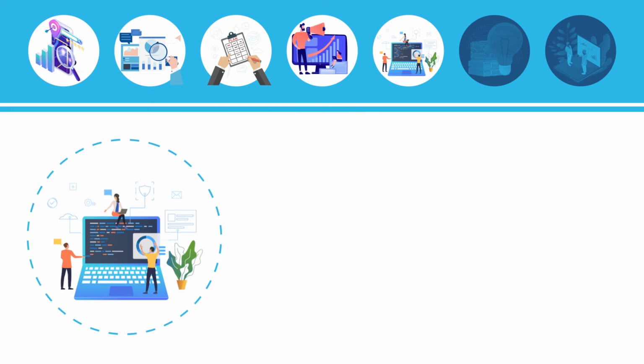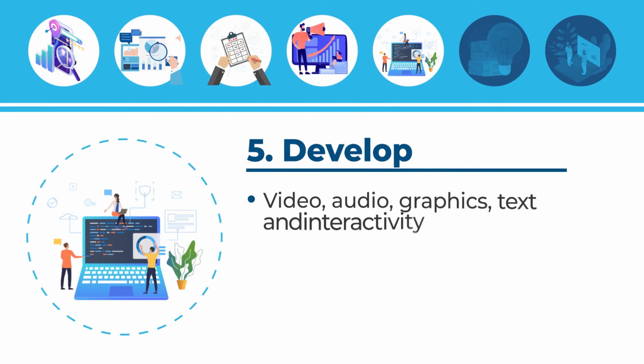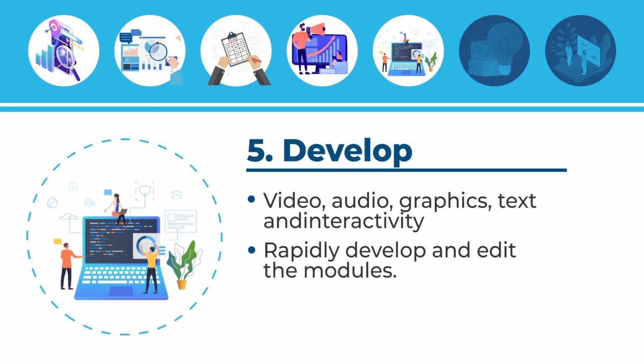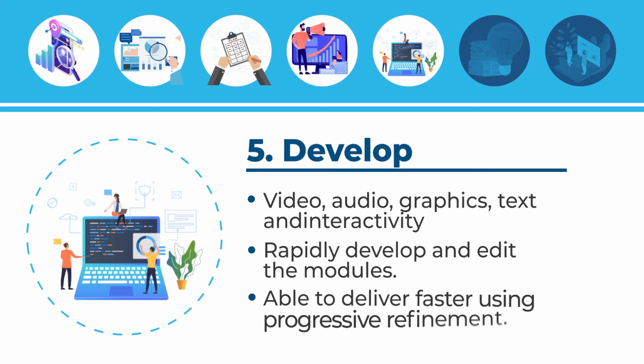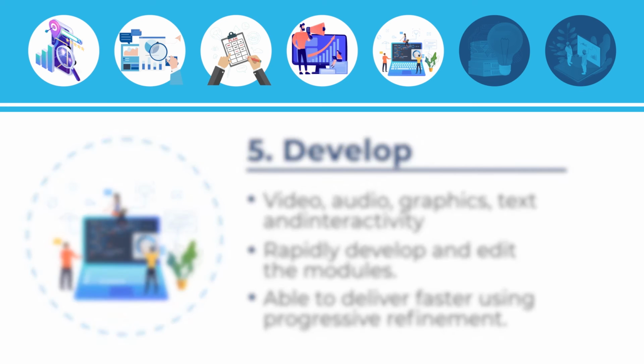After the storyboard is finalized, you develop the modules. Various inputs like video, audio, graphics, text, and interactivity go into creating e-learning. Tools like Articulate Storyline are used to develop the modules. These tools help you rapidly develop and edit the modules. Clients can follow the development closely and you are able to deliver faster using progressive refinement. All the edits and quality checks should be managed via an online bug tracker.